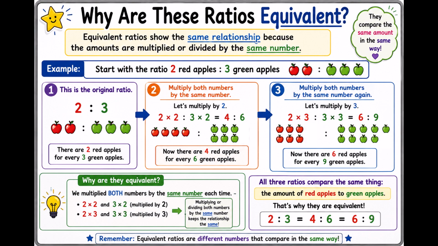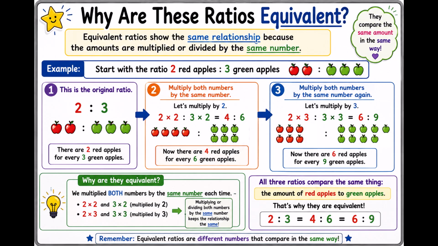Now let's compare all 3 ratios. We have 2 to 3, 4 to 6, 6 to 9. At this point, you should see a pattern. Okay? So all 3 ratios compare red apples to green apples in the same way. That means they are equivalent ratios.